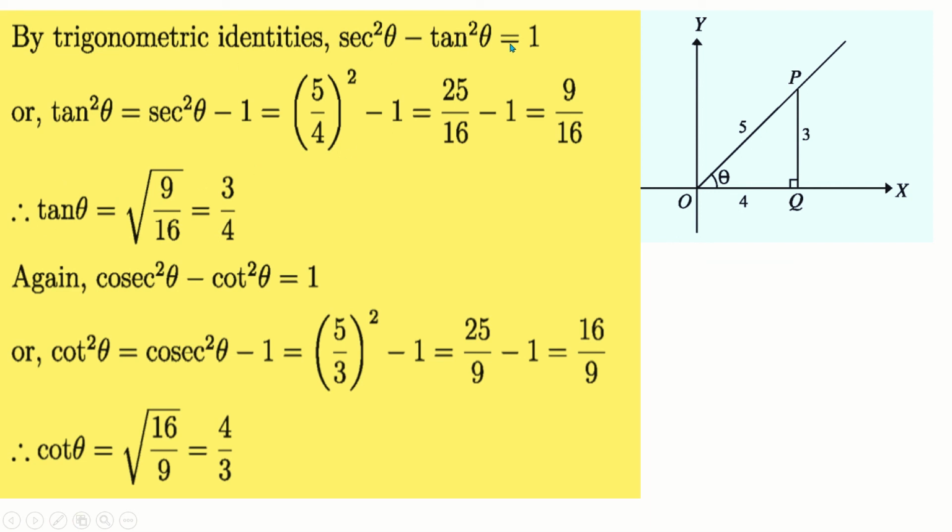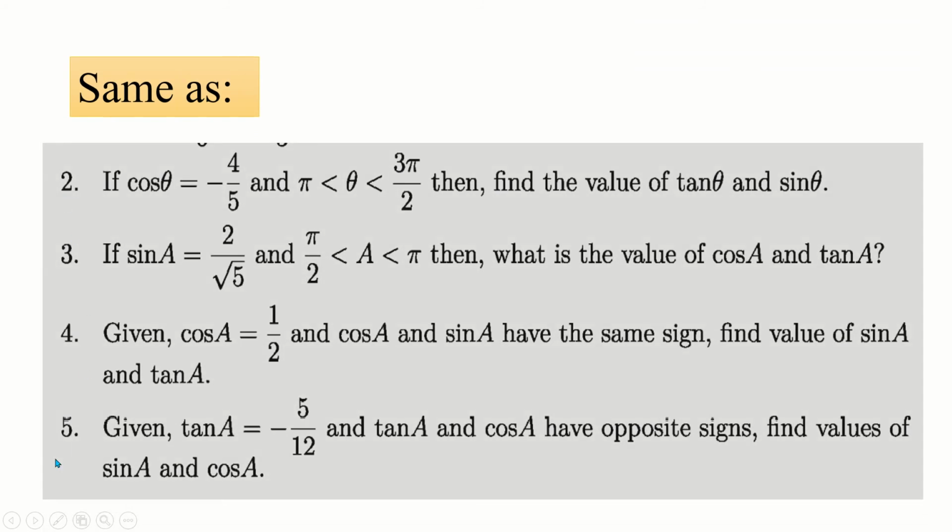Another way using trigonometric identities: sec square theta minus tan square theta equals 1, and after calculating here we get tan theta as 3 by 4. Again cosec square theta minus cot square theta equals 1. From here, after calculating, we get cot theta equals 4 by 3. Same as in your book, 2, 3, 4 and 5. All are the same as the previous method. You can follow the first method or the second method. When the given value is negative, you should use the second method. Otherwise, understanding may be a problem for some of you, so it is better to use the second method.